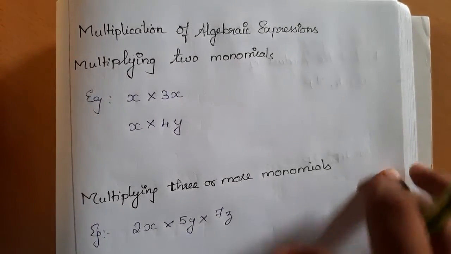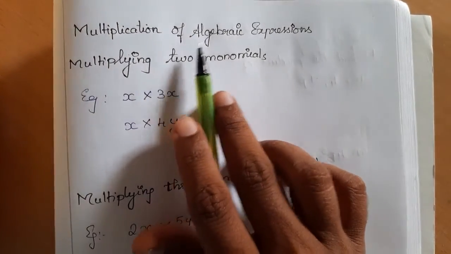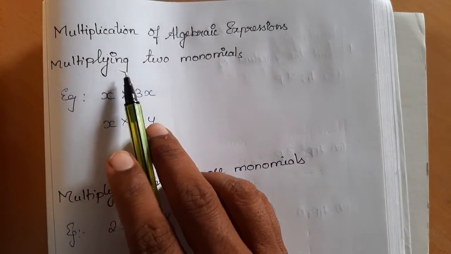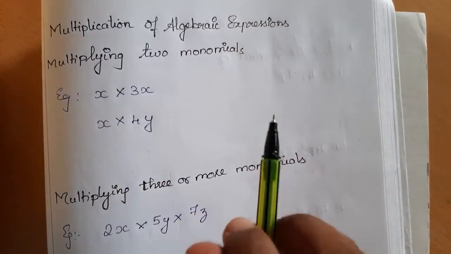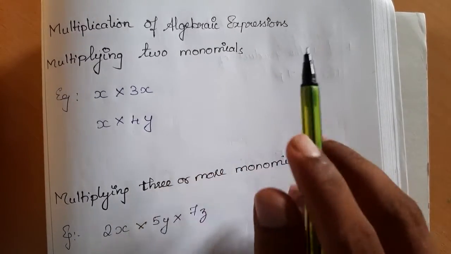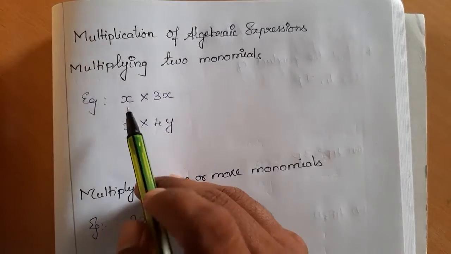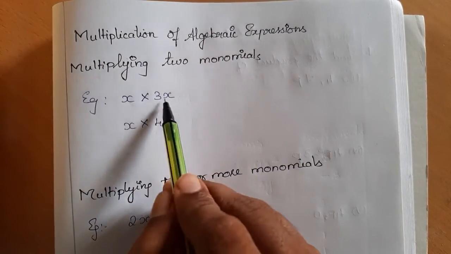Hi students, today we are going to learn about multiplication of algebraic expressions. In that, particularly, we are going to learn about multiplying two monomials. We already learned about monomial, binomial, polynomial. So today we are going to concentrate on monomials. For example, we are going to multiply these two monomials.